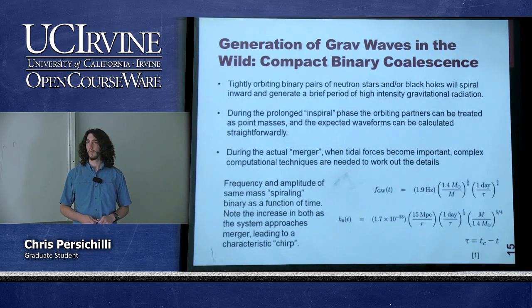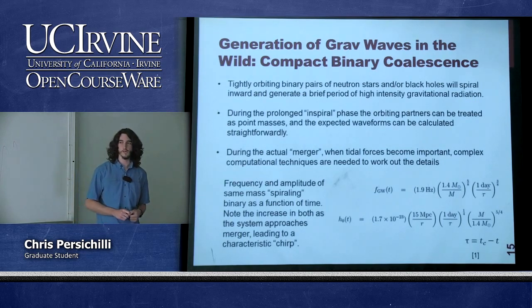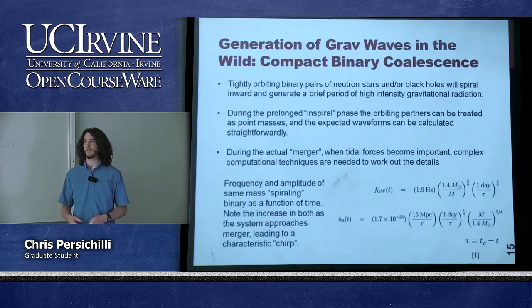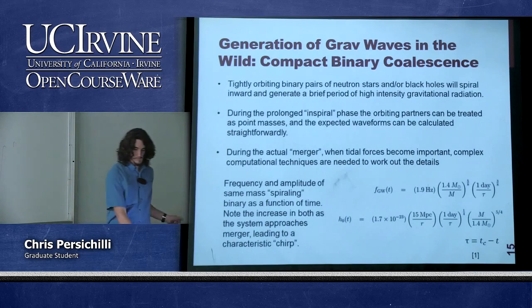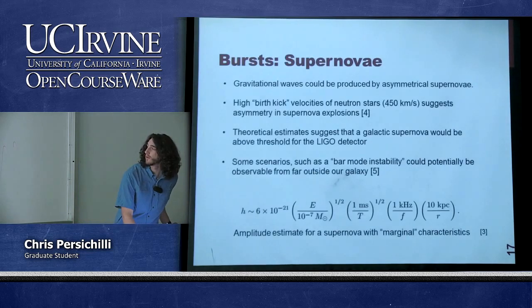And Chris, where is the cutoff, like when they merge? It's when the distance becomes comparable to the size of the objects. So this approximation, you can probably push it down, like for rotating neutron stars, to something like 20 kilometers. And then at that point, you need to do the more detailed calculation.